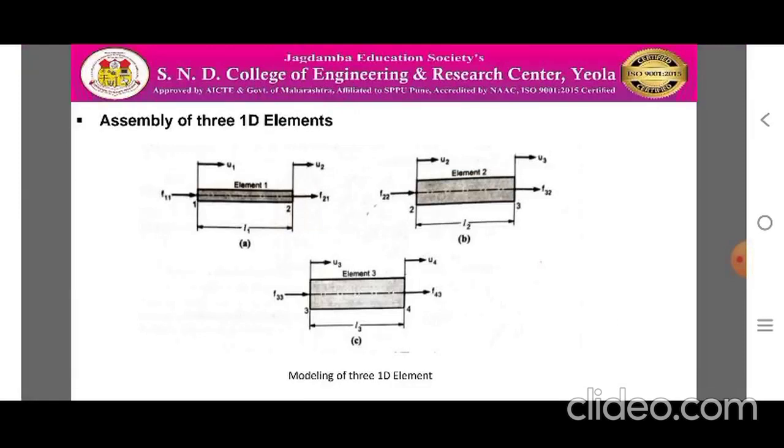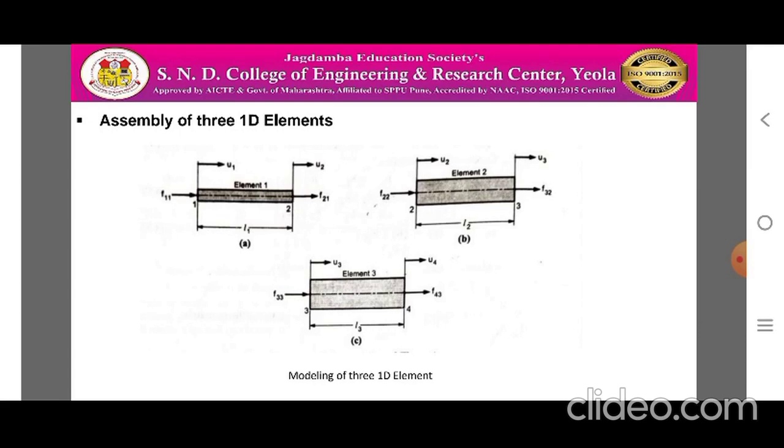Now the assembly of three one-dimensional elements can be discretized into three different elements. Figure A shows element 1 having length L1 with nodes 1 and 2 and U1 and U2 as the deformations at nodes 1 and 2, while F11 and F21 are the forces acting at nodes 1 and 2 respectively.